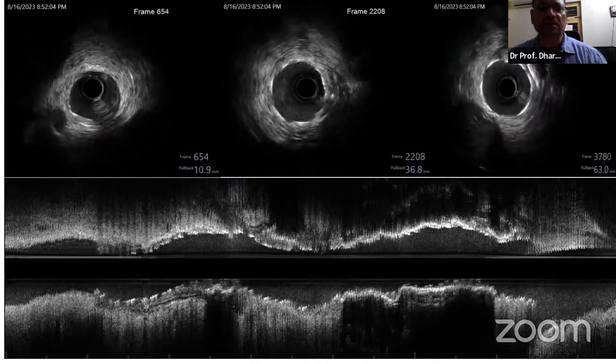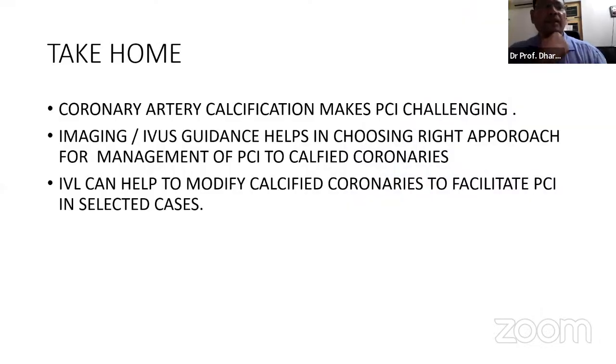Coronary artery calcification makes PCI challenging sometimes, and imaging and IVUS guidance helps in choosing the right approach for management of PCI in calcified coronaries. And IVL can help to modify calcified coronaries to facilitate PCI in selected cases. So thank you very much for your kind attention.